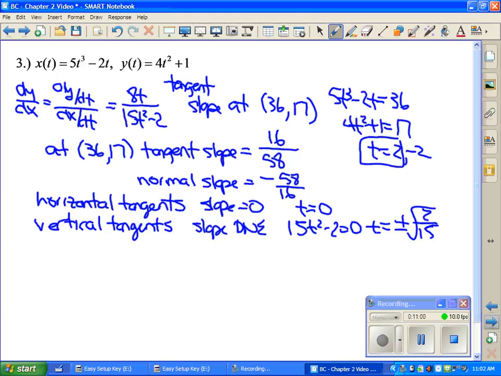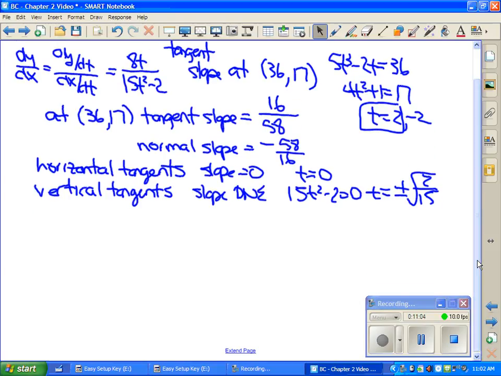For parametric, we also did second derivatives, so d squared y over dx squared. But if you recall, we're trying to take the derivative with respect to x, however our first derivative is with respect to t. So we did this the following way. We took the derivative with respect to t of dy/dx, and then divided that by dx/dt.